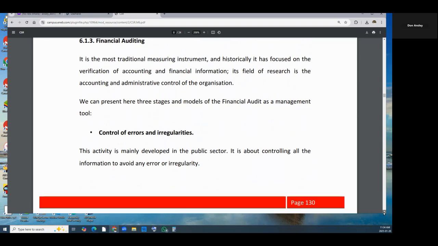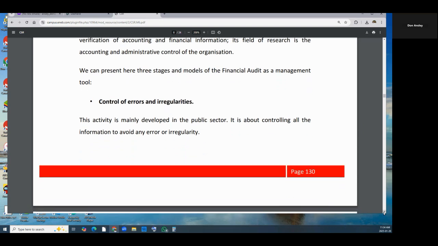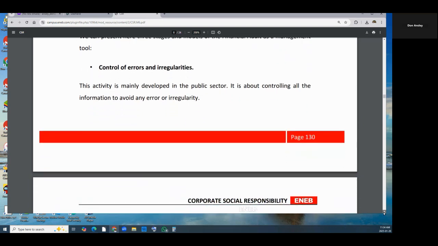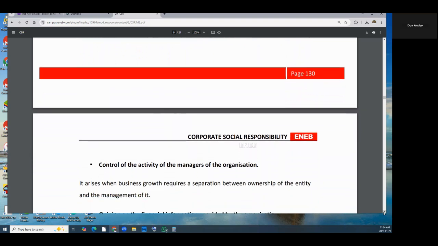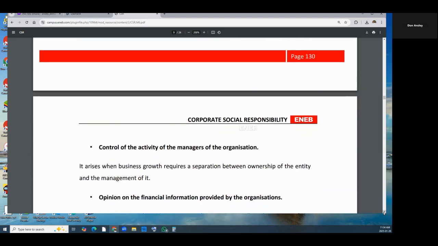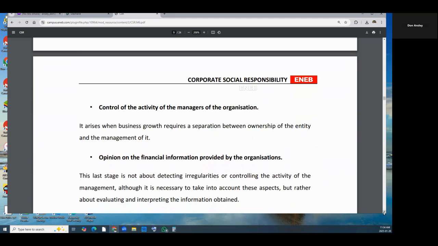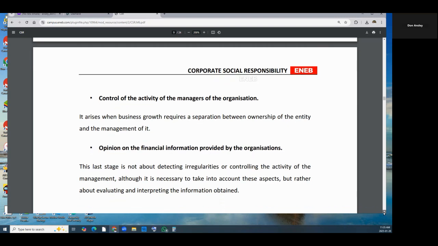The first is the control of errors and irregularities, an activity mainly developed in the public sector. It is about controlling all the information to avoid errors or irregularities. The second is control of the activity of the managers of the organization, and this arises when business growth requires a separation between ownership of the entity and the management of it. The third is the opinion on the financial information provided by the organizations. And the last stage is not about detecting irregularities or controlling the activity of the management, although it is necessary to take into account these aspects, but rather about evaluating and interpreting the information obtained.